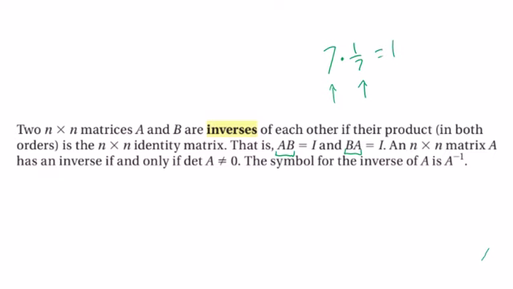One way to determine if a matrix even has an inverse is to find the determinant of A. If the determinant is not equal to 0, then it has an inverse. If the determinant does equal 0, then I cannot find the inverse. The symbol for an inverse looks like A to the negative first power, but it is just read A inverse.